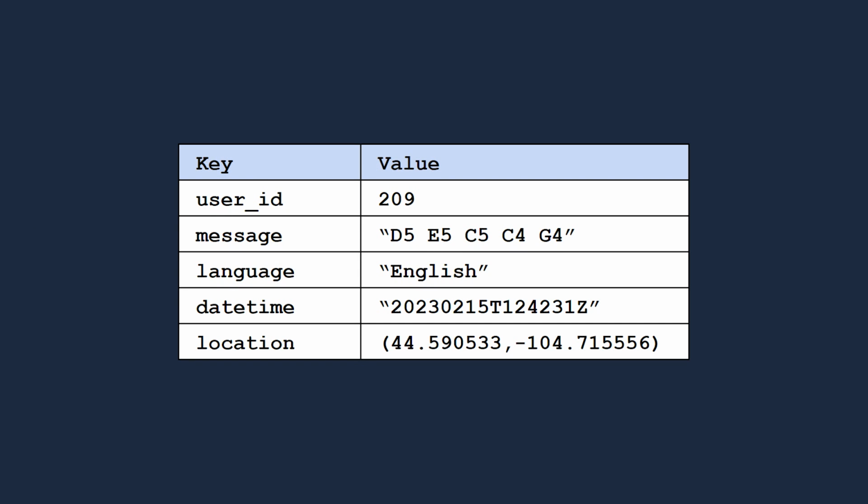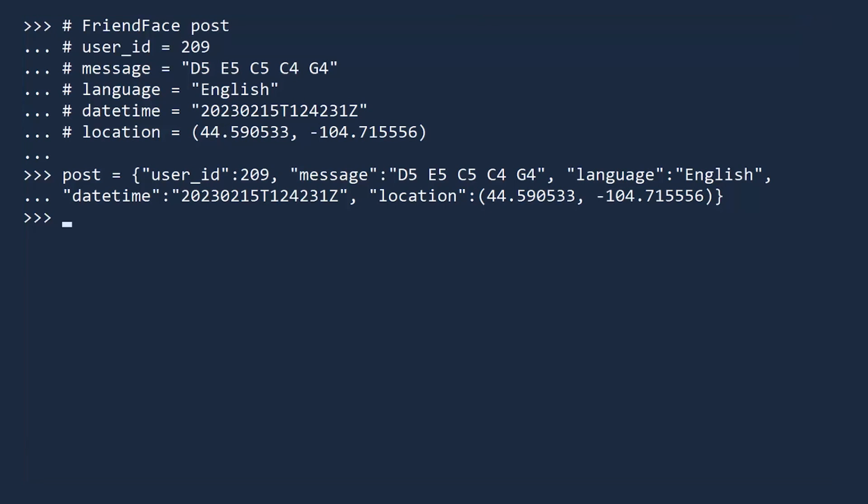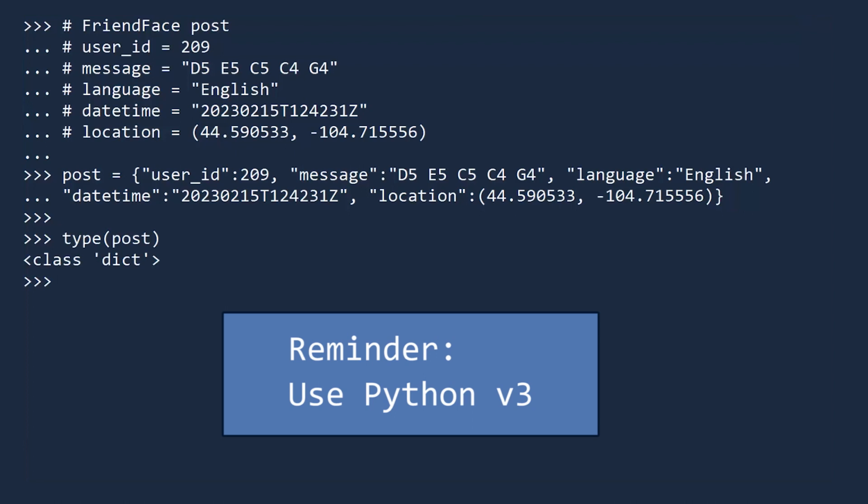Notice how the values have a variety of data types in this dictionary: an integer, 3 strings, and a tuple of floats. Python is flexible. You can use all kinds of data types for both keys and values. You are free to mix and match data to suit your needs. If you use the type function, you will see post is an instance of the dict class. This suggests we can use the dict constructor to create a dictionary, and this suggestion is correct. Reminder, we are using Python version 3 in this video.